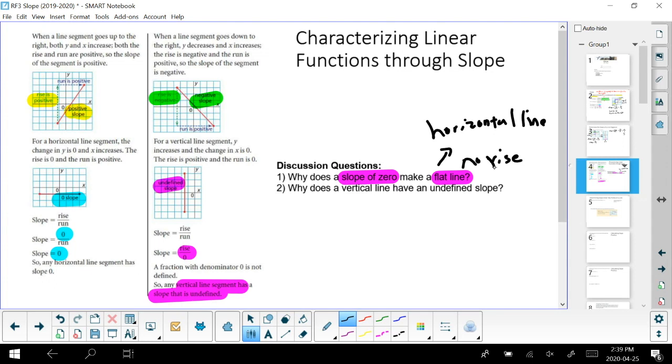On the other hand, why does a vertical line have an undefined slope? In this case, we can say that there is no run. So rise over 0 is equal to undefined. So anything divided by 0 will always be undefined. So we'll have an undefined slope.